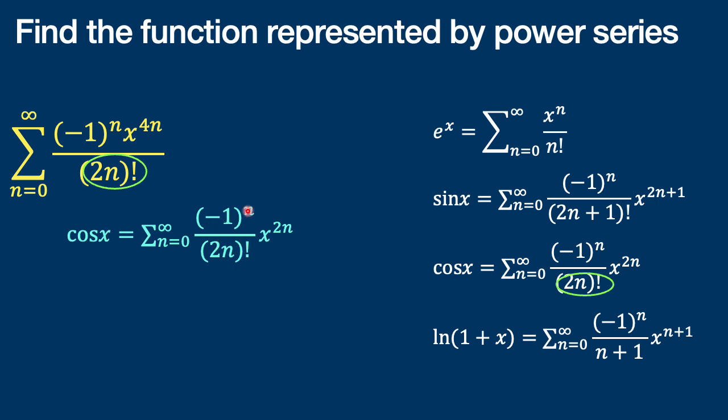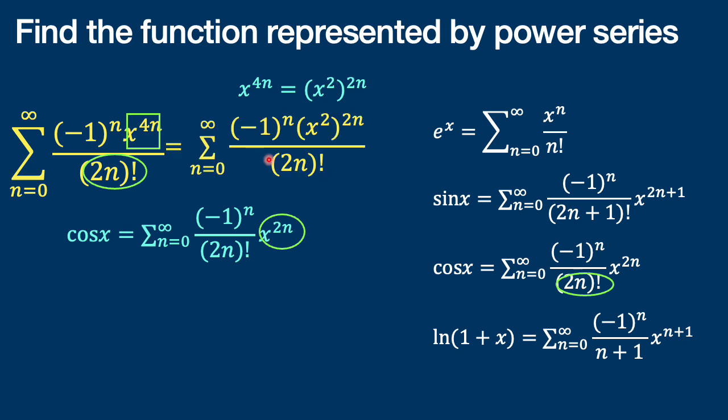So negative 1 to the n, (2n) factorial. You're looking for x to the 2n. Here it is x to the 4n. So x to the 4n should be changed into the form of x to the 2n. So how are we going to do that? x to the 4n is x squared to the power 2n, since 2n times 2 is 4n. So you rewrite the power series as negative 1 to the n, (x squared) to the 2n.